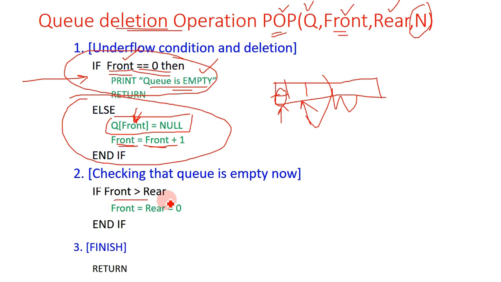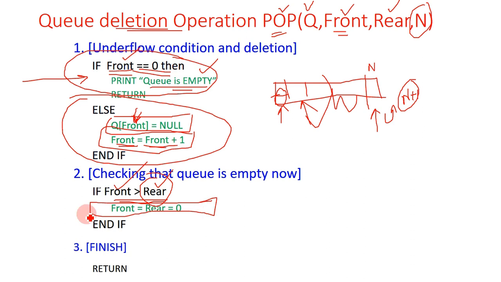Now if front is greater than rear, it means that when you delete the last element, and you increment the front, the front goes to n plus 1. Okay, the front goes to n plus 1 from here when you delete it. Now if front is greater than rear, it means that you have deleted all the elements. Now assign 0 to both the rear and the front position. It means that now the whole queue is empty. Okay, so this is the deletion operation.